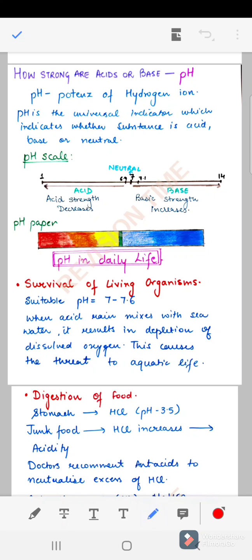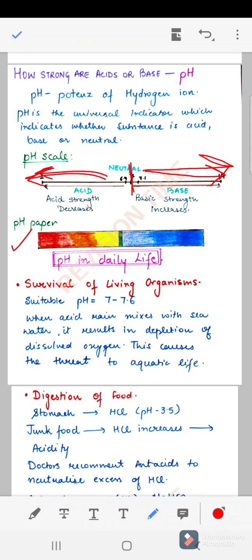It is a scale with 14 units, and 7 indicates the neutral state, and this side indicates the acid, and from 7.1 to 14 we have bases. So while moving in this direction, the acidic strength decreases, and moving in this direction, the basic strength increases. That means the chemical with pH of 14 is very basic in nature, and acid with pH of 6.9 is very acidic in nature, but with pH 1 it is less acidic in nature, right?